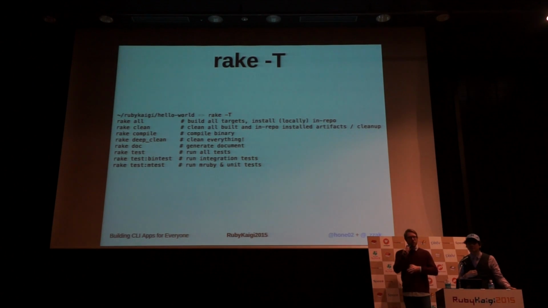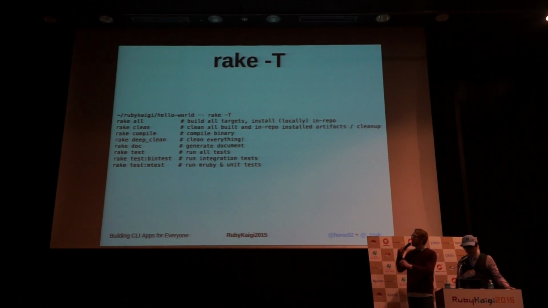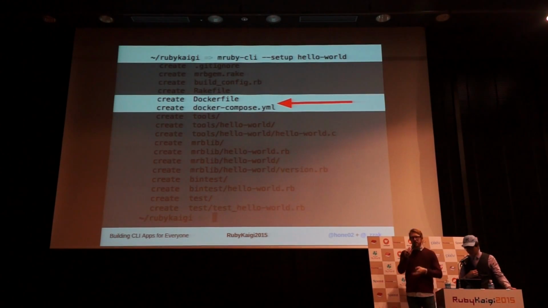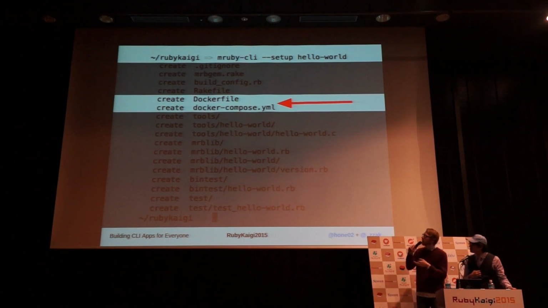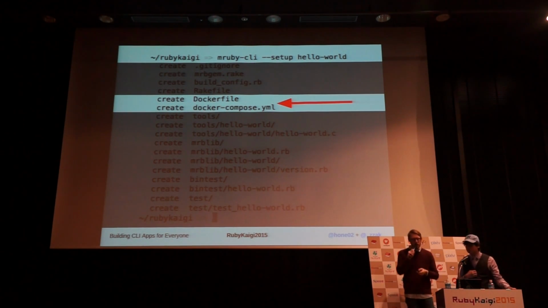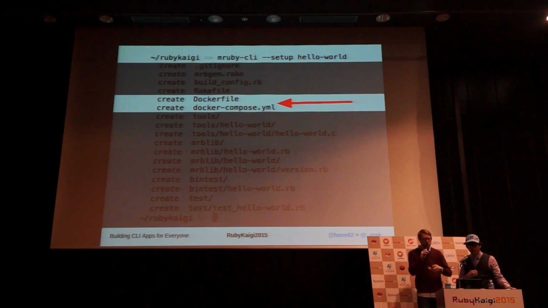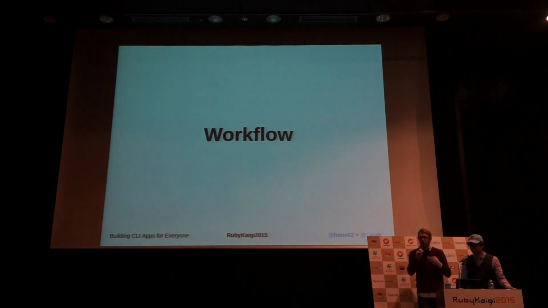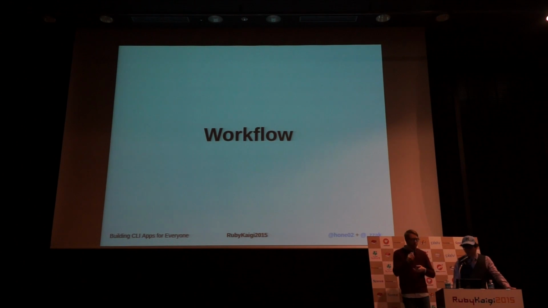It does give you a bunch of very useful tasks for compiling mruby and running your tests and stuff, but you shouldn't run it directly. It's actually designed to be run inside of a container, and we give you these two files, Dockerfile and dockercompose.yaml, that are designed to run your application. And Terence is going to talk to you about the workflow of building your application now that you've generated it.